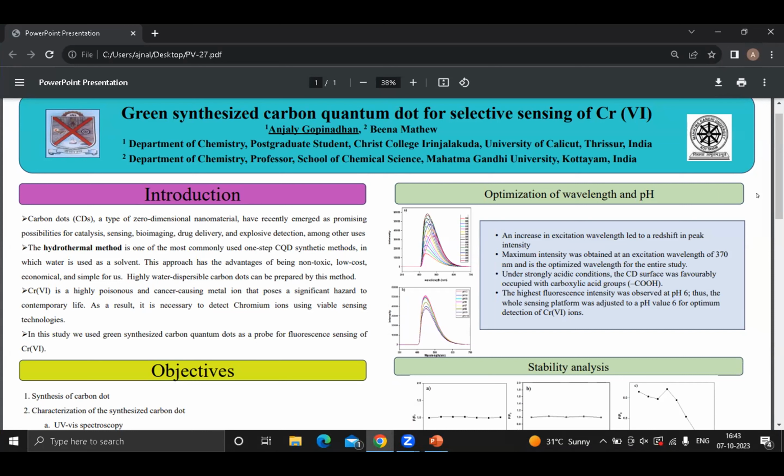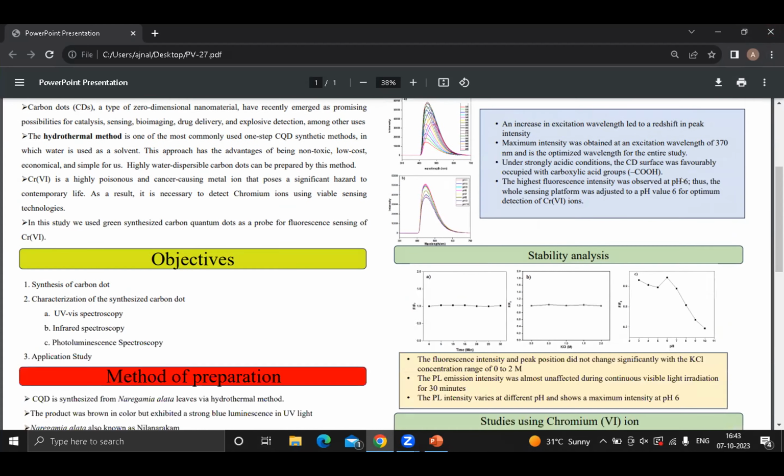My work is entitled Green Synthesized Carbon Quantum Dot for Selective Sensing of Chromium-6 Ions. Carbon quantum dots are zero-dimensional carbon nanoparticles with diameter smaller than 10 nanometer. They have recently emerged as promising candidates for catalysis, sensing, bioimaging, drug delivery, and so on. The objectives of my study are synthesis of carbon dots, characterization of the synthesized carbon dots using spectroscopic techniques such as UV-visible spectroscopy, IR spectroscopy, and PL spectroscopy, and a final application study.